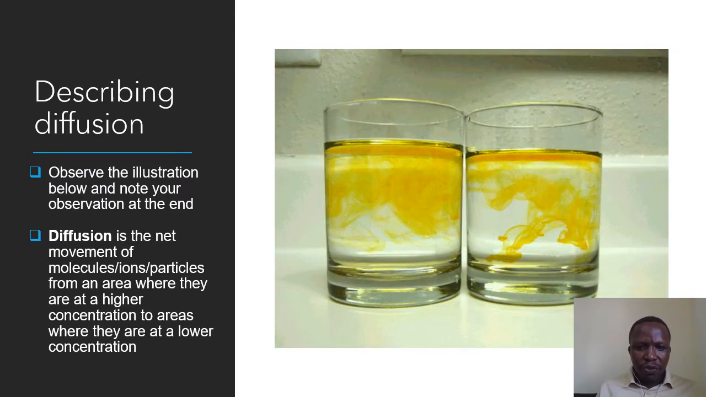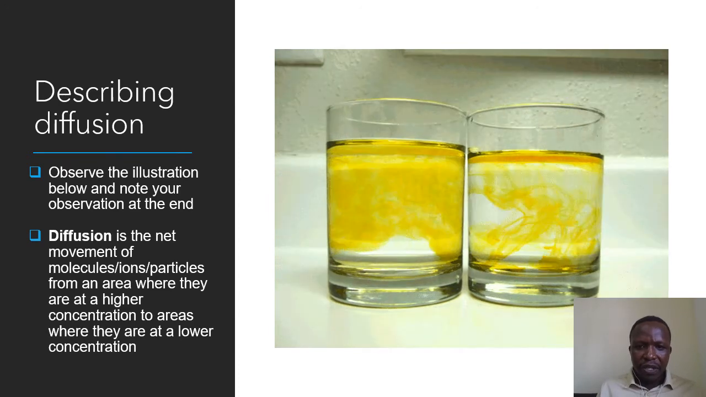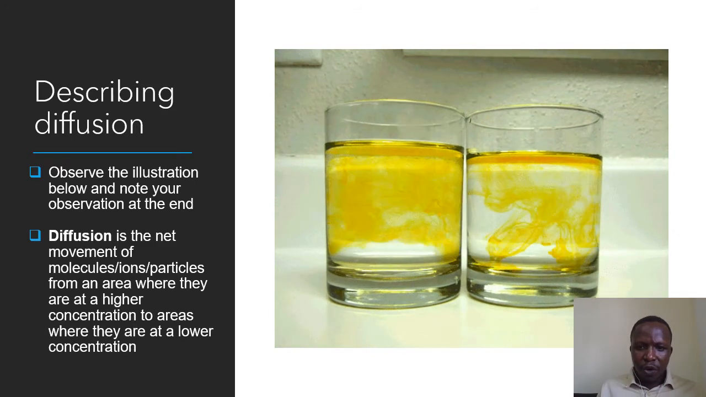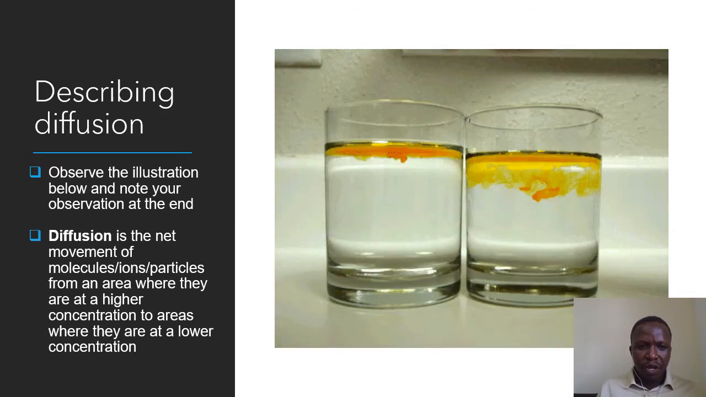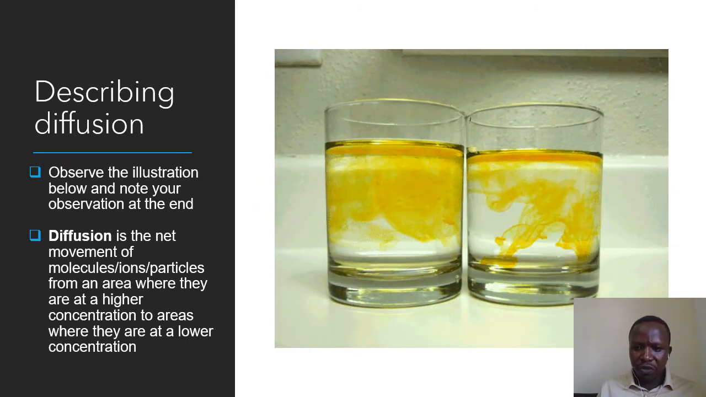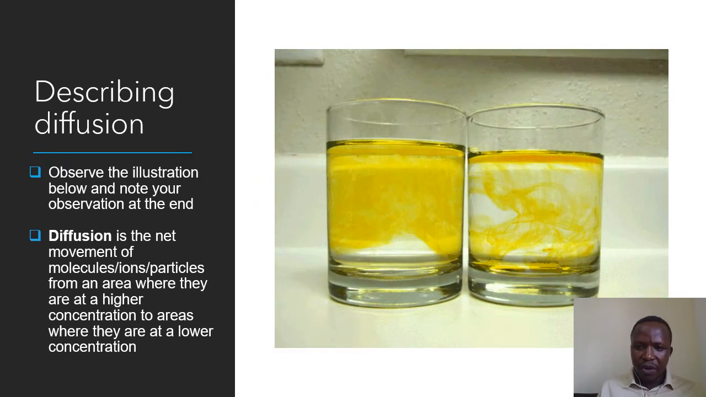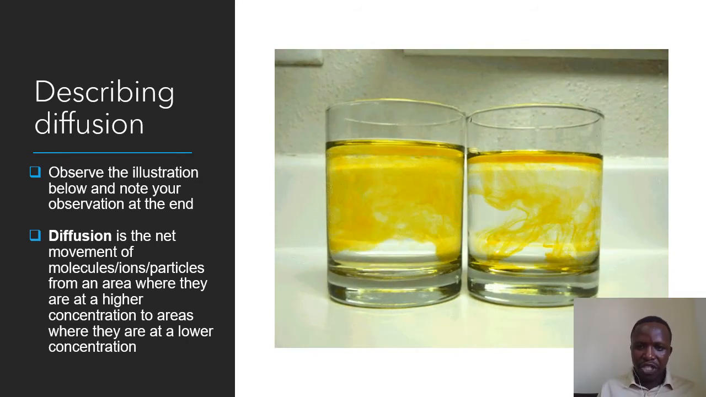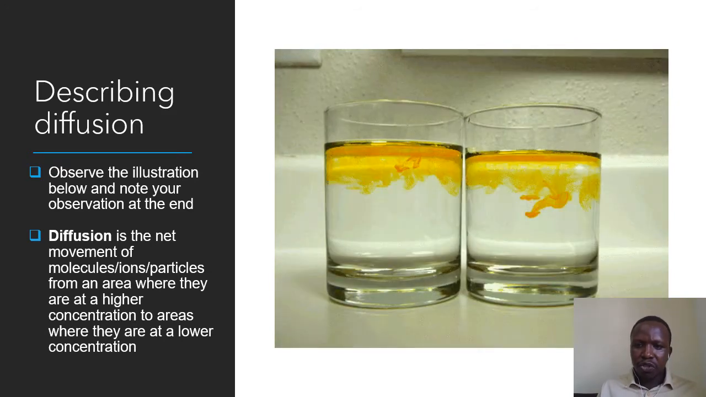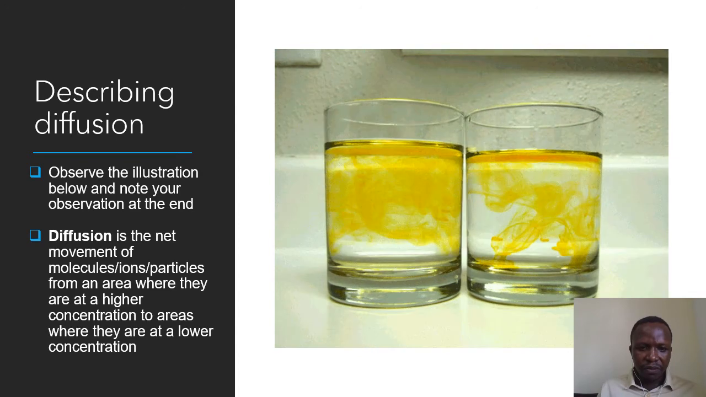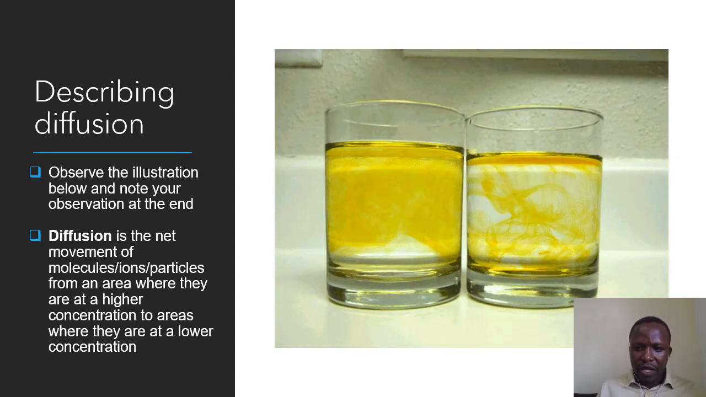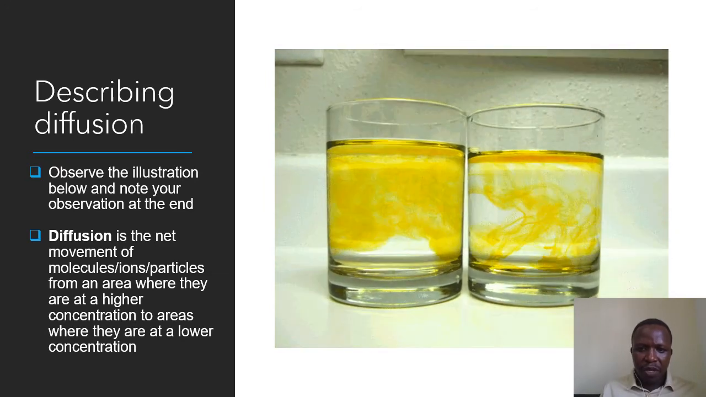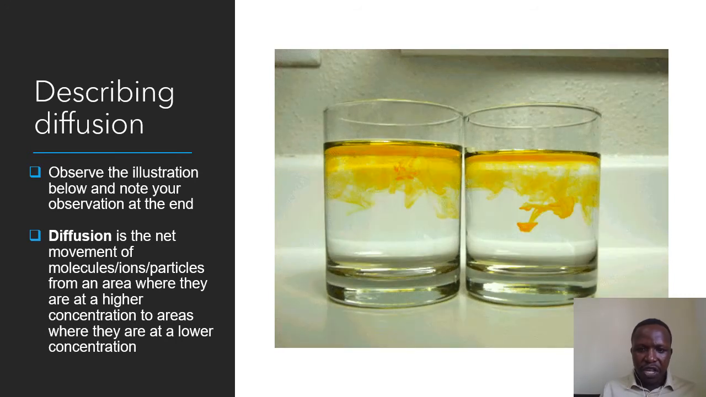Let's go back to our discussion and describe the diffusion process. Observe the illustration below and note your observation at the end. What are you able to see when the color material is put in water inside the beaker? What happens? As we are able to observe, the entire water within the beaker becomes yellow.